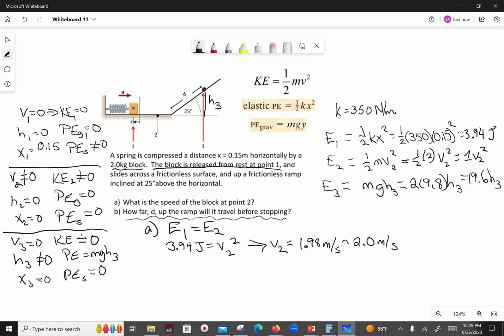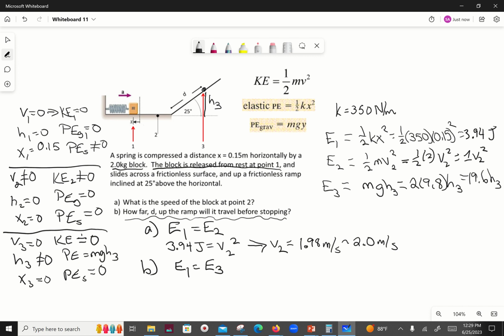Okay, so most of the problem is just figuring out the equations for the energy, and then once you've got them, you just set them equal and solve for what you're looking for. All right, what's the next one? The next one asks for how far up the ramp will it travel before stopping? So we're going to need to find the height. In that case, I'm going to set E1, which is a number I know, equal to E3, because I'm trying to find something at position 3.